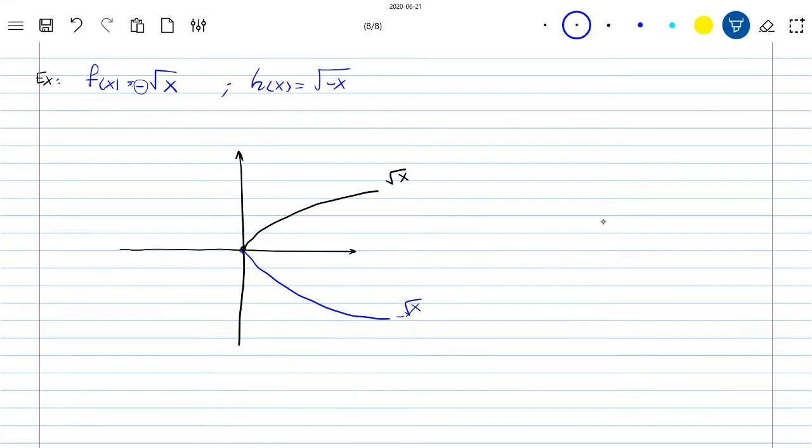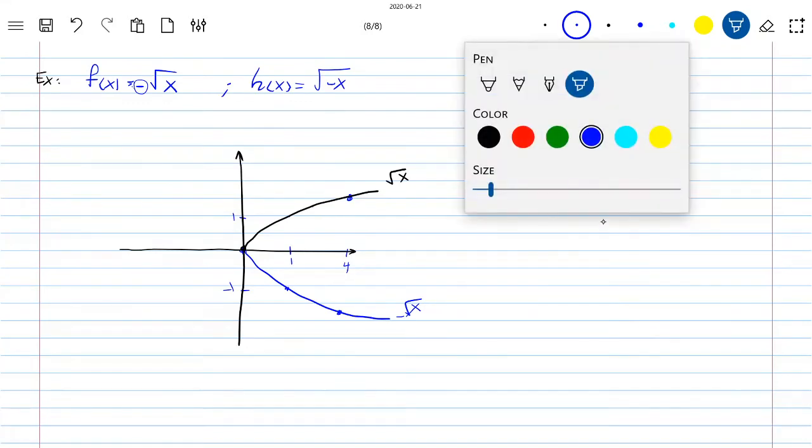You reflect all the points. The point (0, 0) reflected is still there. But the point (1, 1), if you replace 1 into f, what you get is -1 for the y value. That's why you will have a reflection now. If you pick the point (4, 2) and replace 4 into the function f, what you get is (4, -2). All the y values will reflect.